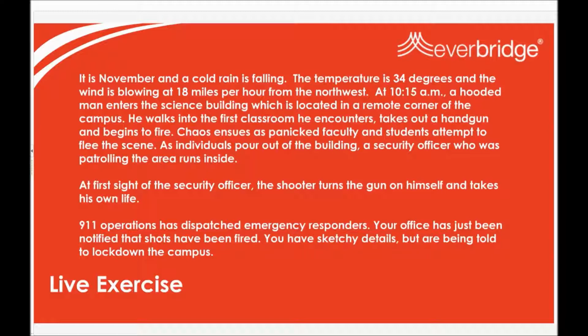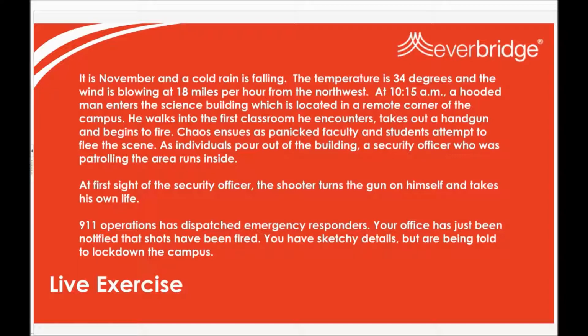He walks into the first classroom he encounters when he enters the building, takes out a handgun, and begins to fire. Chaos ensues as panicked faculty and students attempt to flee the scene. As individuals pour out of the building, a security officer who is patrolling the area runs inside.